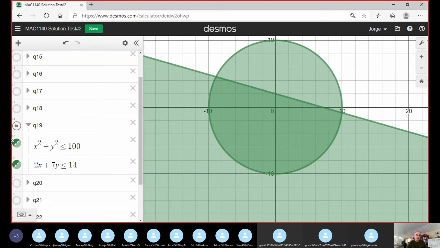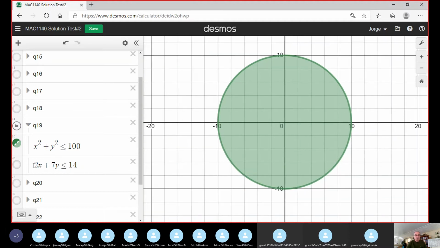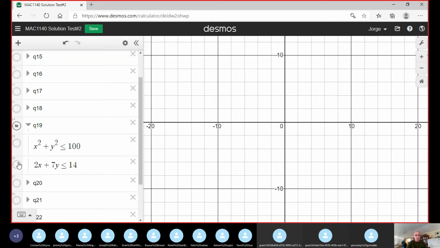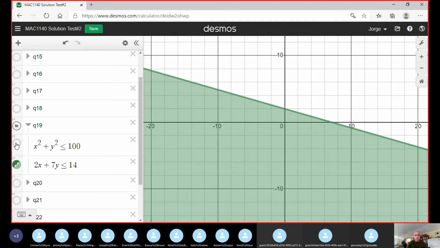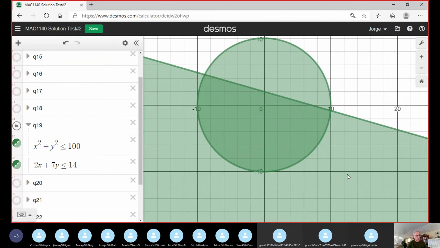You copy the equation exactly the same as you have in the test. The first gives me the region inside the circle. The second is below the line. And both together is inside the circle and below the line. Okay? That was 19.